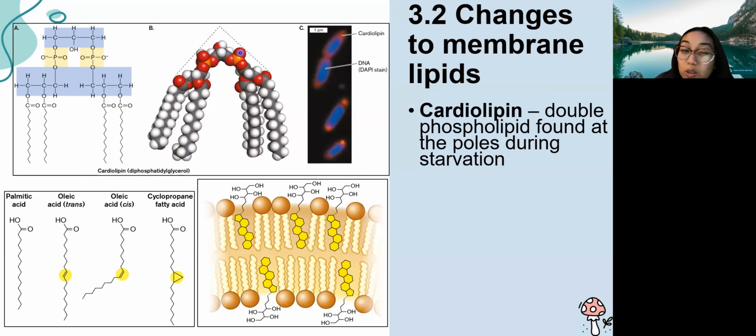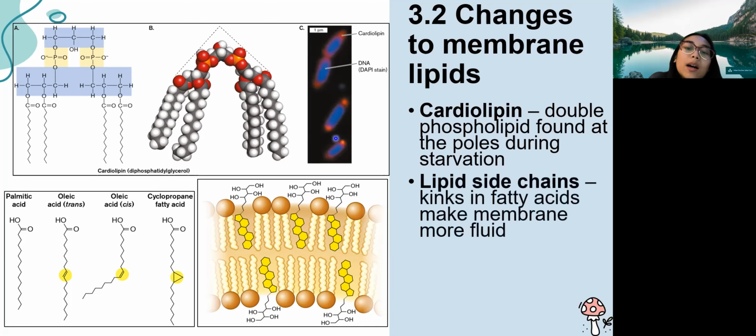Bacteria typically add these to their cell membrane during starvation, and they do it at the poles. Here they're showing cardiolipin highlighted in red, and you can see that it's concentrated at the ends, at the poles of the bacteria. They say that this cardiolipin prevents the bacterial cell from getting too big, which makes sense because when they're starving, they don't want to grow too much. They just want to stay small. So that's all the book said about it, so that's all I'm going to say.